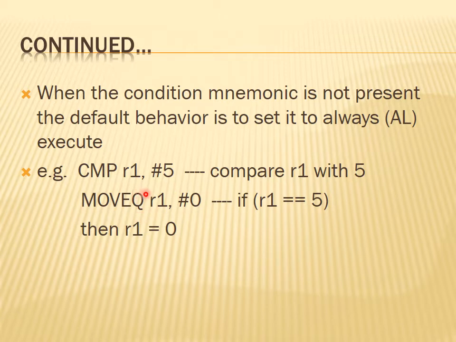Suppose there is no condition postfixed in a basic instruction. Then it is assumed by default that there is a condition known as AL. AL stands for always. So there is no necessity to write the AL every time. You can write simply the basic instruction MOV R1, 0. That indicates that AL is always present there.